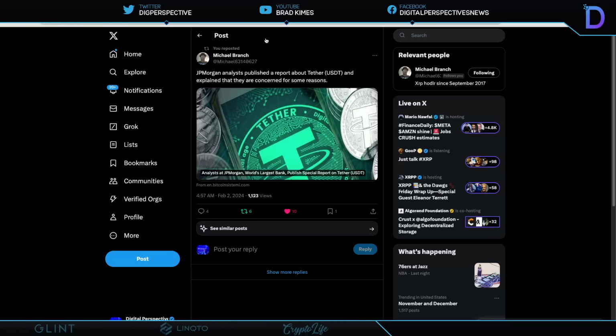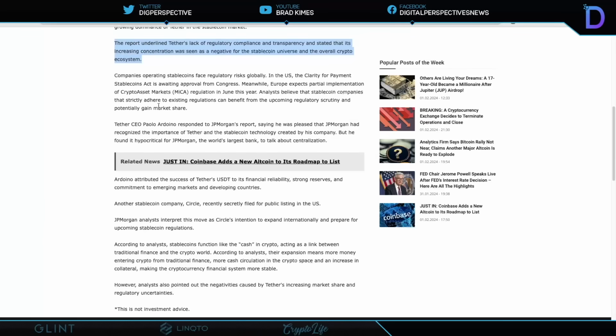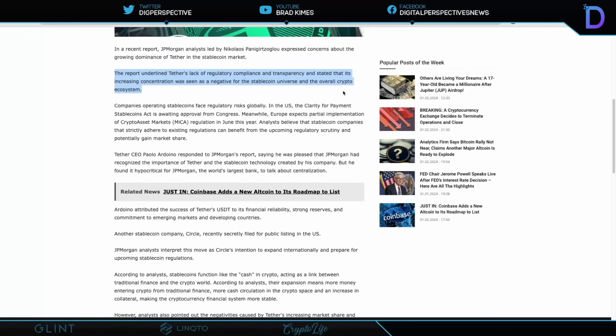And then JP Morgan analysts published a report about USD Tether, explaining that they are concerned for some reasons. Going into this, the report underlined Tether's lack of regulatory compliance and transparency and stated that its increasing concentration was seen as a negative for the stablecoin universe and the overall crypto ecosystem. Now, companies operating stablecoins face regulatory risk globally. In the U.S., the Clarity for Payment Stablecoins Act is awaiting approval from Congress. Meanwhile, Europe expects partial implementation of the Markets in Crypto-Assets (MiCA) regulation in June of this year. Analysts believe the stablecoin companies that strictly adhere to the existing regulations can benefit from the upcoming regulatory scrutiny, potentially gaining market share.